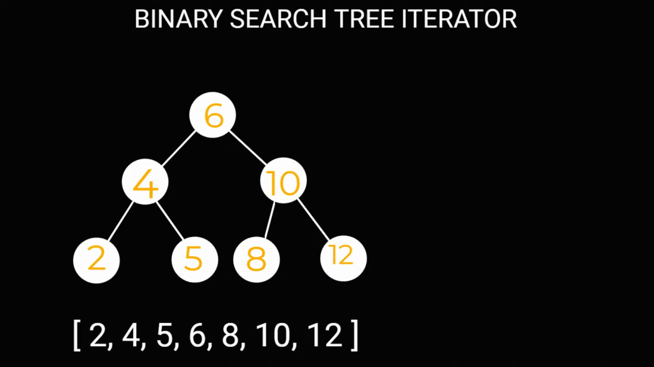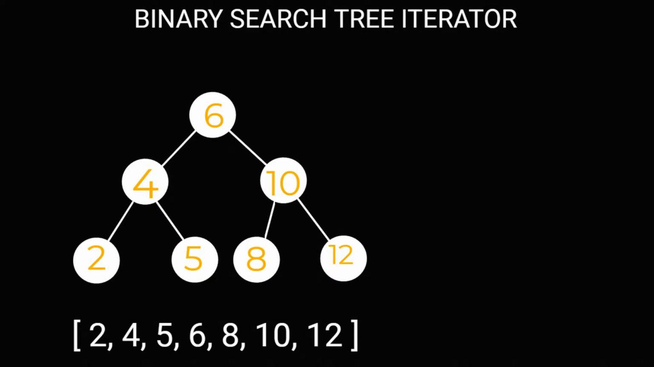ascending order of the values of the nodes, and also writes a function to see if the iterator has a next value. For example, the ascending order of this BST goes like 2, 4, 5, 6, 8, 10, and 12, which also happens to be the in-order traversal. So in binary search trees, an in-order traversal goes through the nodes in ascending sorted order.